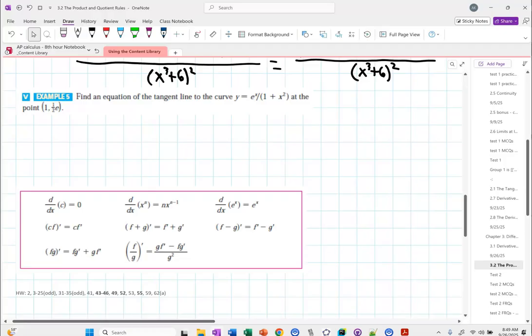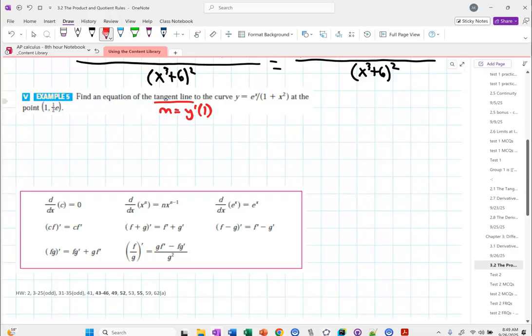It says find an equation of the tangent line to the curve, blah, blah, blah, at the point 1, 1/2 e. So the tangent line, we need an m, which will just be the derivative evaluated at 1. But it's okay there. So I got to take the derivative.